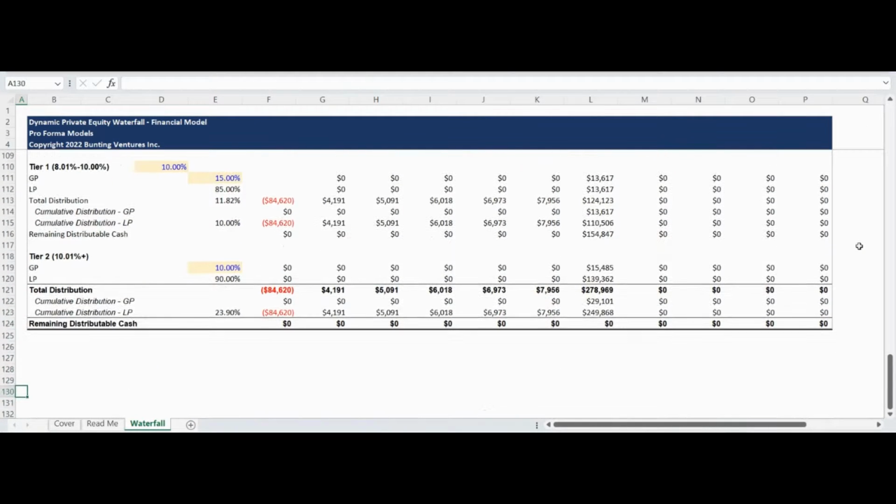The first tier of the promote waterfall is preloaded with the general partner earning 15% of returns over 8% but less than 10%. The second tier of the Waterfall promote structure results in the general partner receiving 10% of all returns above 10%. Please note that the entire promote structure is based on user inputs that are fully customizable to your use case.